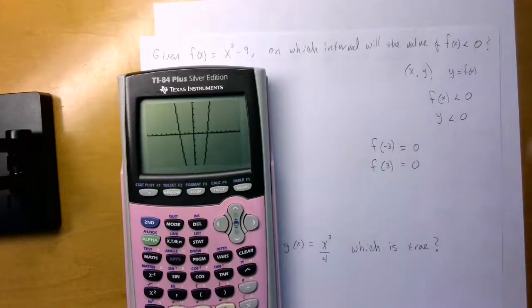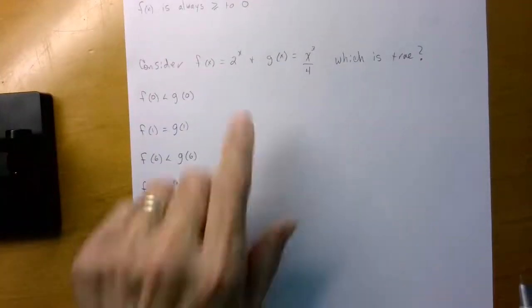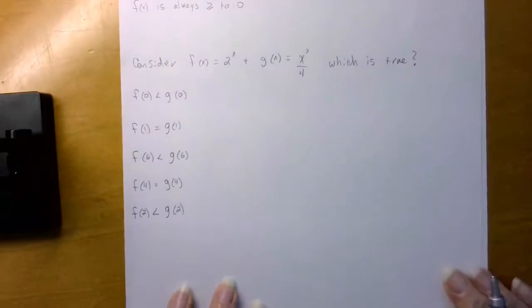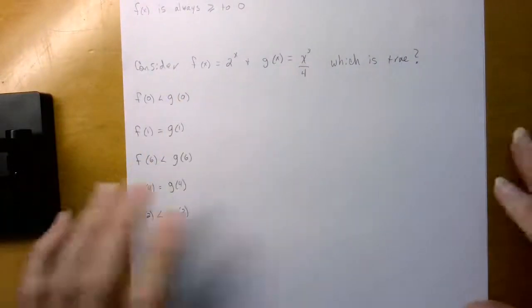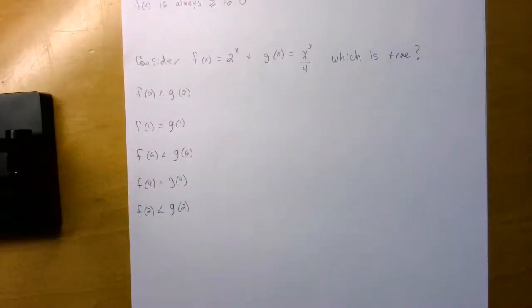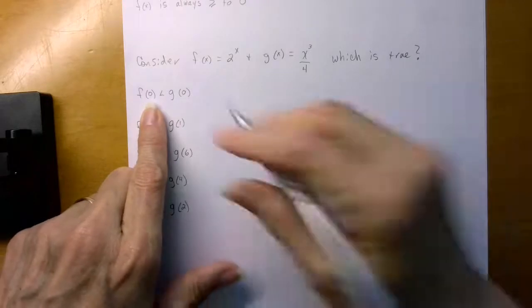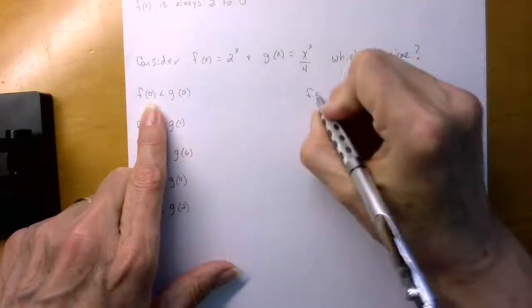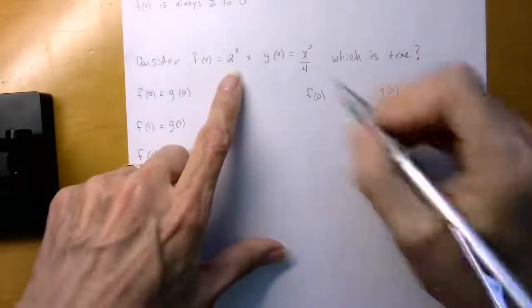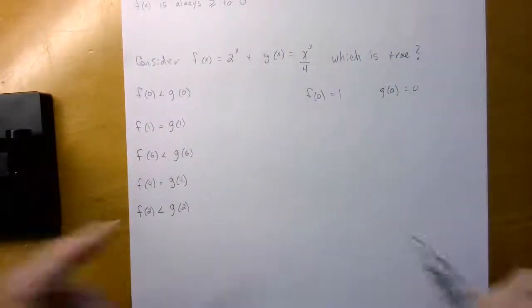Now, this one can be done two different ways. You could composite these functions to figure out which one of these is true. If I were really taking this test though, and I had to pick one of these answers, I don't think it would be worth my time to composite them and look at the domains and all that stuff. I would just say, okay, here's f of x, this is g of x. What's f of 0 and what's g of 0? Well, g of 0, 0 over 4, that's going to equal 0. 2 to the 0 equals 1. And so I would say, is 1 less than 0? No, it's not. That one's out.